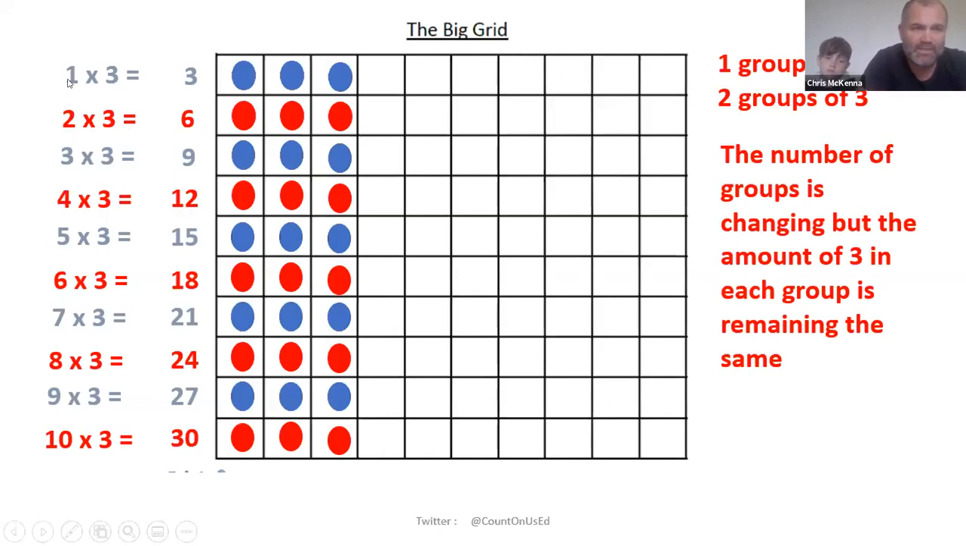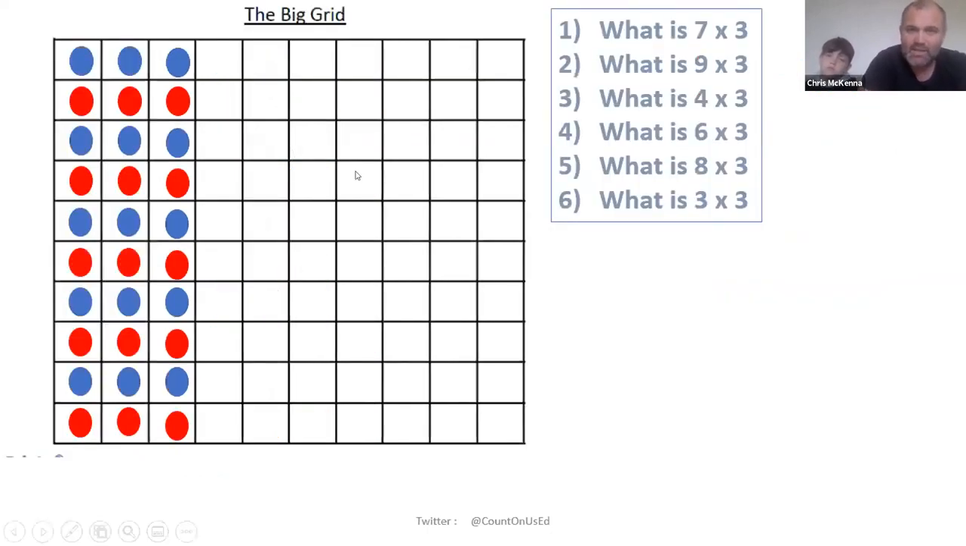So this is the way I write my tables: 1 times 3, 2 times 3, 3 times 3, 4 times 3. So it's the number of groups of 3 that's increasing. So this 3 here is staying the same. So we're talking about the groups of 3 increasing. So again, it's referring back to repeated addition or counting on in threes. And then we can ask ourselves some random questions about the 3 times table.